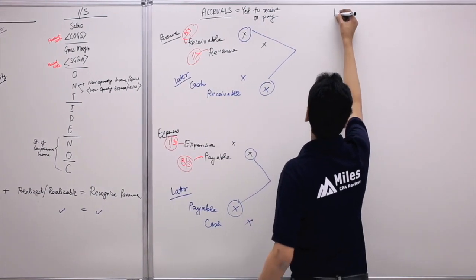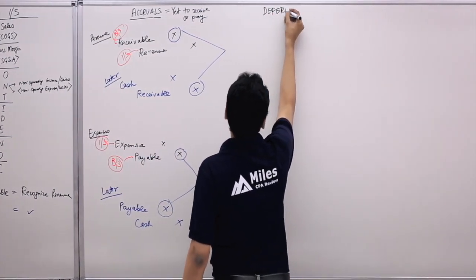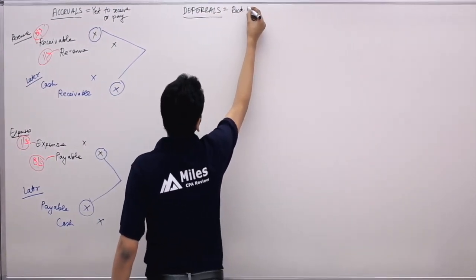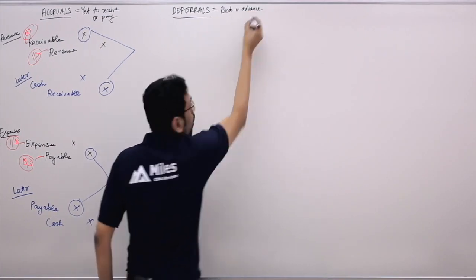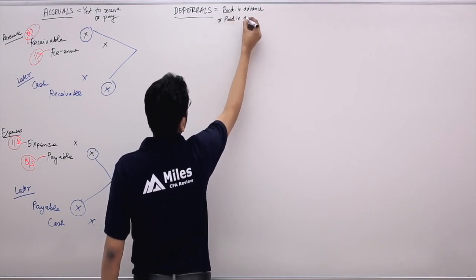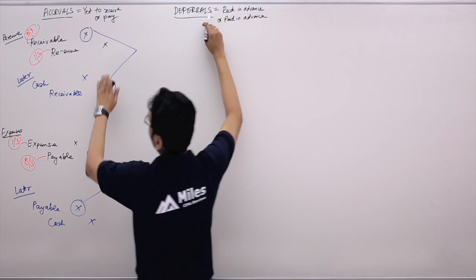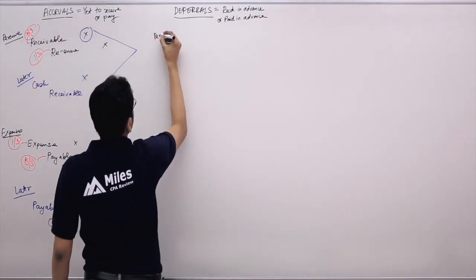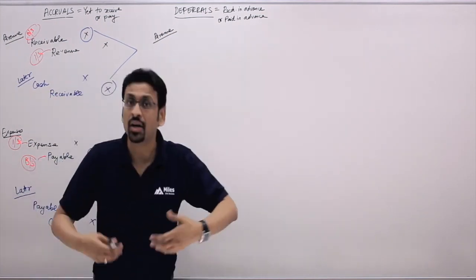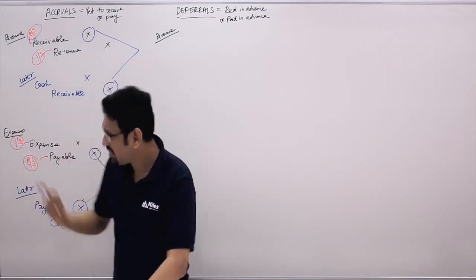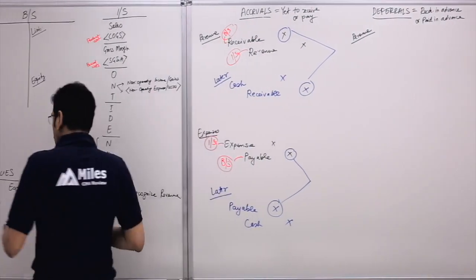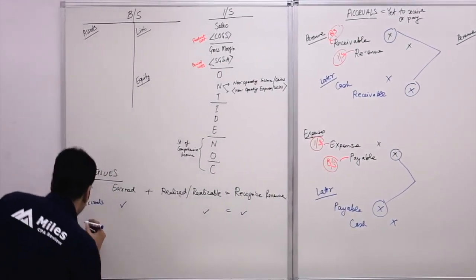So deferrals is basically received in advance or paid in advance. Let's talk about deferred revenue first. So it's a case where we haven't yet earned it but we've collected the cash. So let's go and look at our revenue recognition rules in a moment. So we have looked at accruals. Let's look at deferrals.